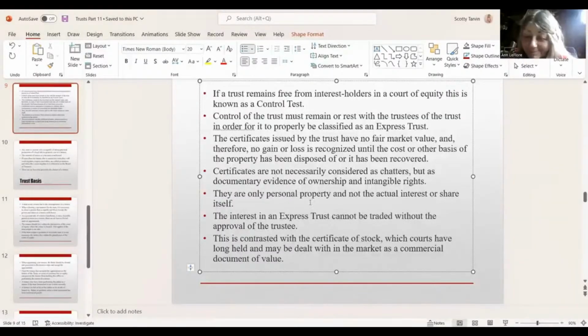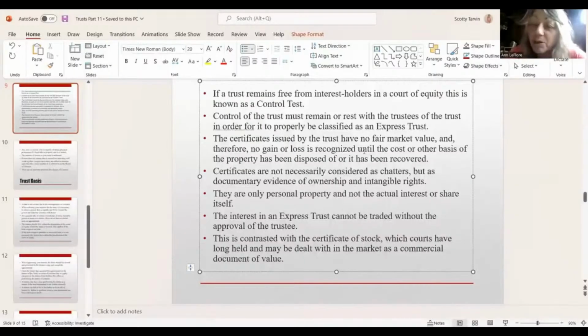This is contrasted with a certificate of stock, which courts have long held may be dealt within the market as a commercial document of value. So basically what it's saying is we have land inside of our trust, or we want to purchase more land, or we have inherited land or something like this, and we're moving all this into the trust. This gives us certificates and holders.